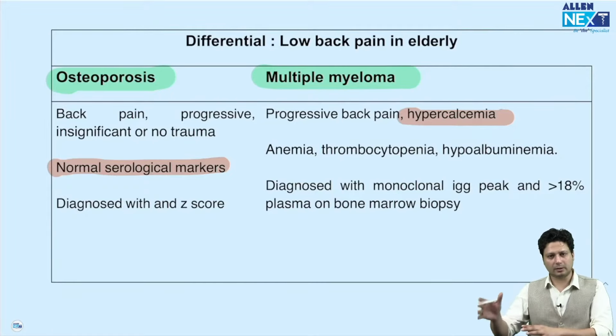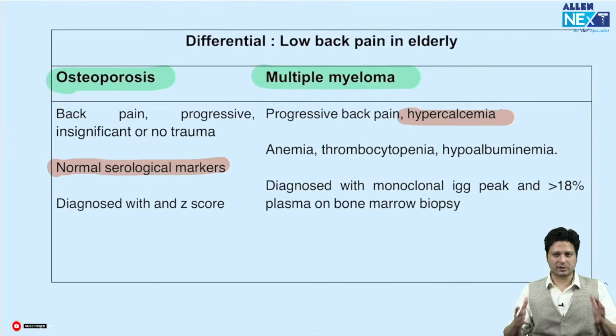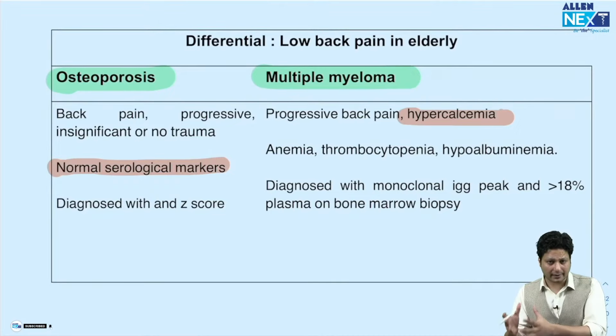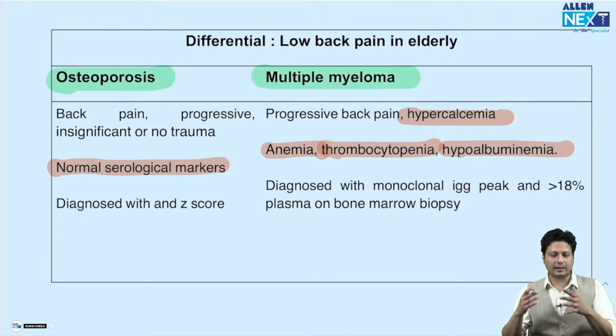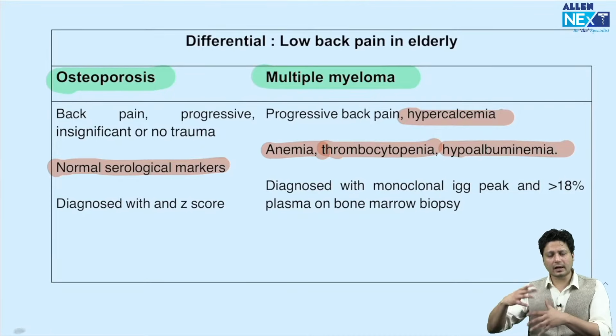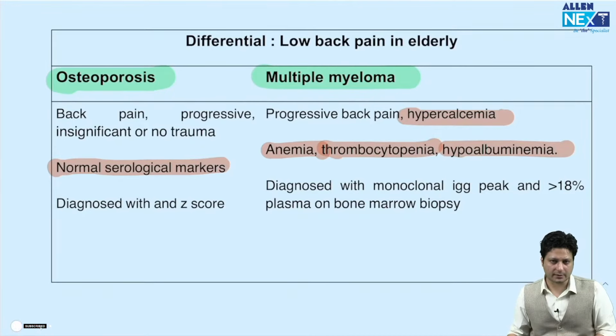But in case of multiple myeloma, there are going to be a variety of disturbances because it is a plasma cell tumor. There will be hypoalbuminemia, decreased reticulocyte count, thrombocytopenia, anemia, and decreased albumin. So there are a variety of disturbances as far as serological markers are concerned.